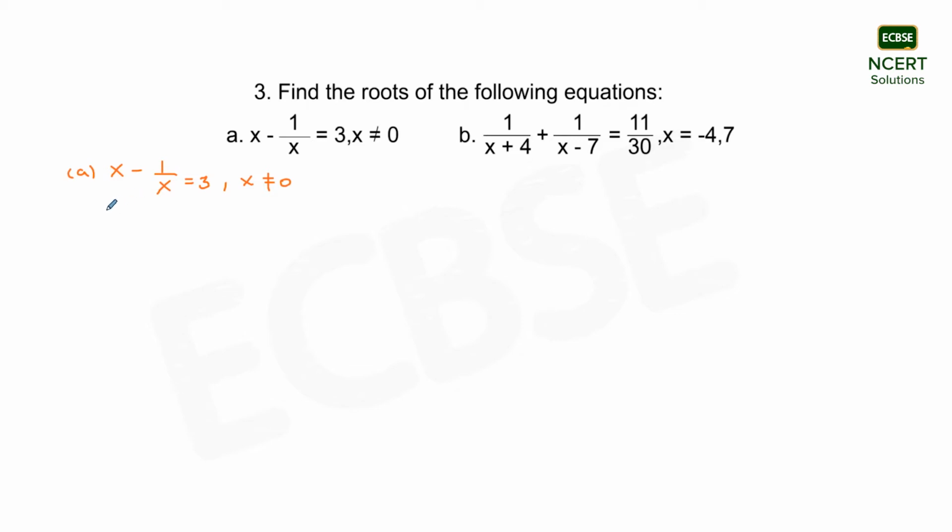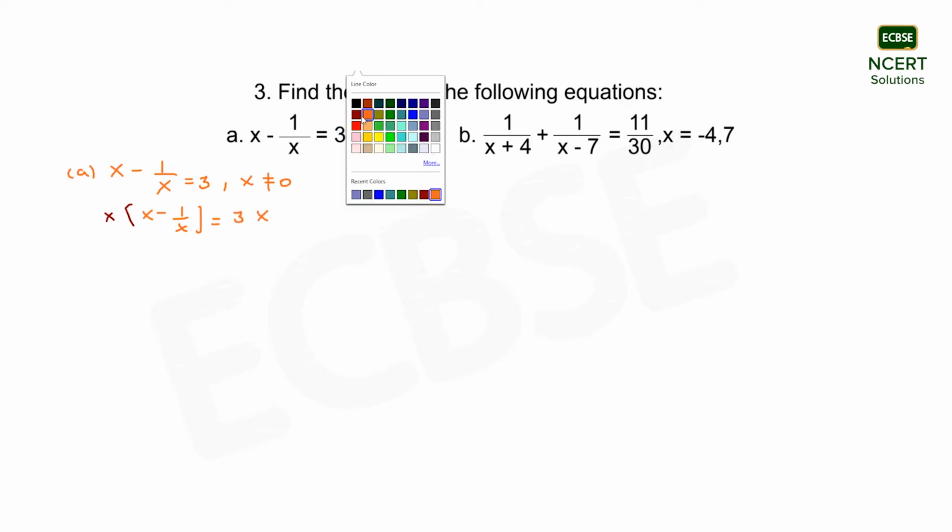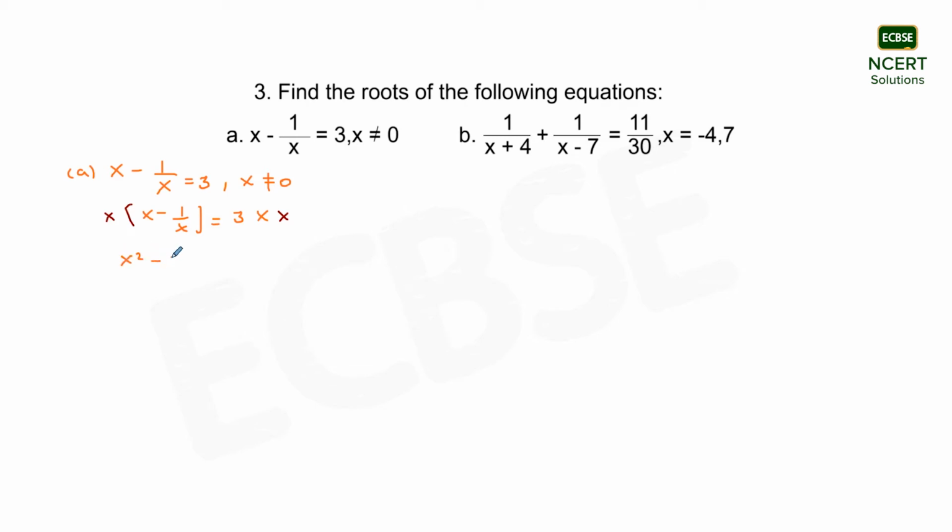So if I multiply both sides of this equation by x, here it will be x into x minus 1 by x is equal to 3 into x, right? On simplifying, I get x square minus 1 is equal to 3x. Now take the term 3x to the left hand side, so here I get x square minus 3x minus 1 is equal to 0. Clearly the equation obtained is a quadratic equation because the highest degree of this equation is 2. Now if I need to solve this equation, I can use the quadratic formula.